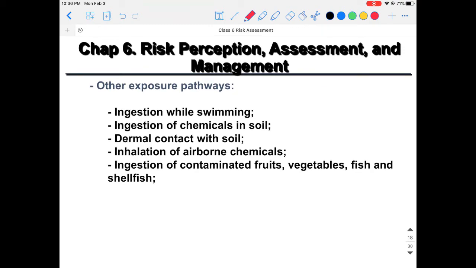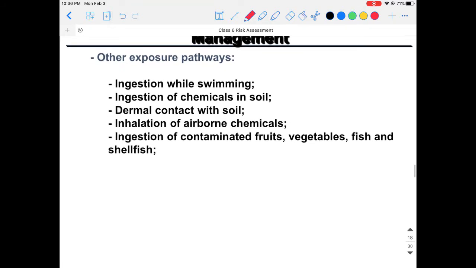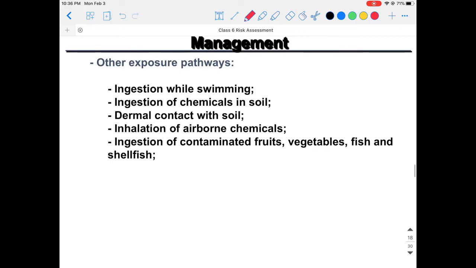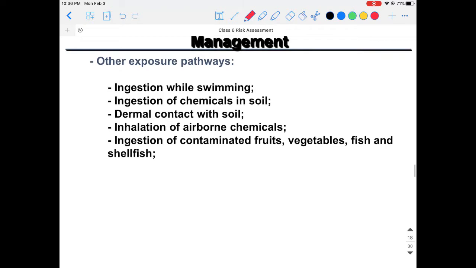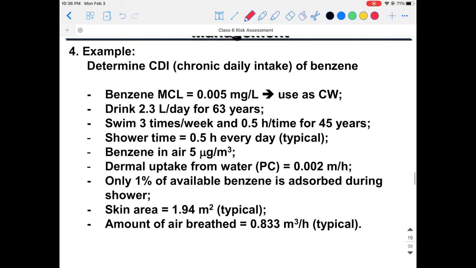Okay? So there are also other exposure pathways. For example, it can be ingestion while swimming, right? Drinking a lot of water during the swimming. Ingestion of chemicals in soil. It can be dermal contact with the soil, right? When we're playing at the beach. Inhalation of airborne particles, which is related with the air quality. And also ingestion of contaminated fruits, vegetables, fish, and shellfish. The shellfish are also going to accumulate these heavy metals or contaminants, and we have to separately consider the risk from these contaminants.